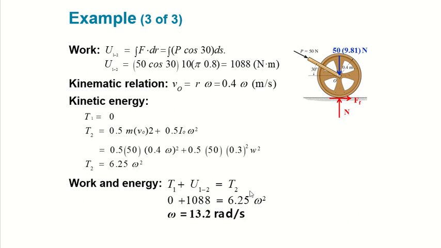So take the square root of it after you add this and divide it with 6.25 and take the square root of it, and you will get 13.2 radians per second. We have to use radians because you're dealing with this guy, which is your angular velocity. So rolling with that rate.